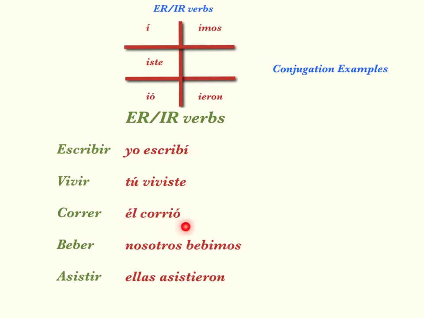Correr, él corrió. He ran. Beber, nosotros bebimos. Notice, even though this is an ER verb, we still have the imos ending, since these are for both ER and IR verbs. And finally, asistir, to attend. Ellas asistieron, they attended. And so you can see that the process is exactly the same. We take off the AR, the ER, or the IR, and we replace it with the appropriate ending depending on who is doing the action or who did the action in the past tense.